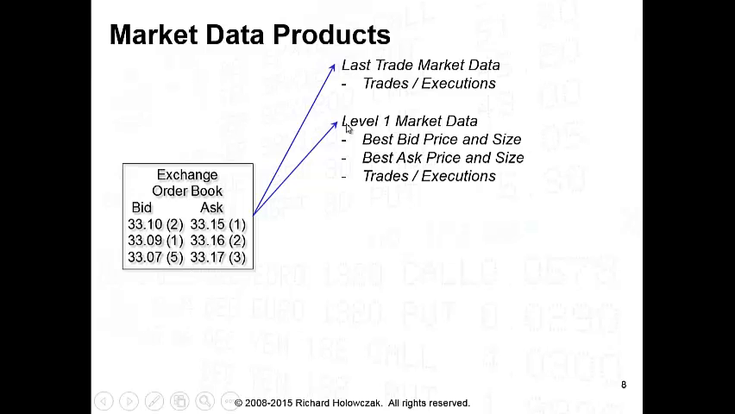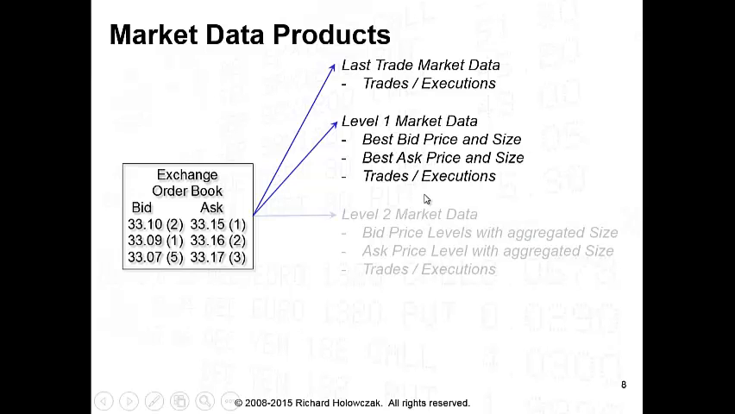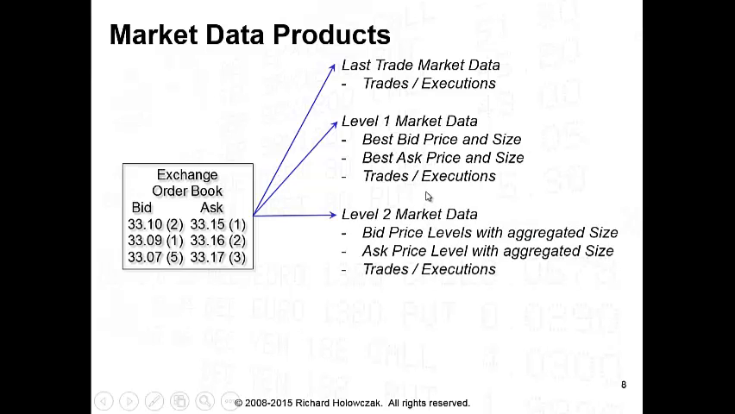So again, when folks typically talk about level one market data, they're talking about the best bid price and size and the best ask price and size, along with, again, anytime there's a trade or an execution, that will also get reported. The level two market data will aggregate all of the orders at a particular price level.